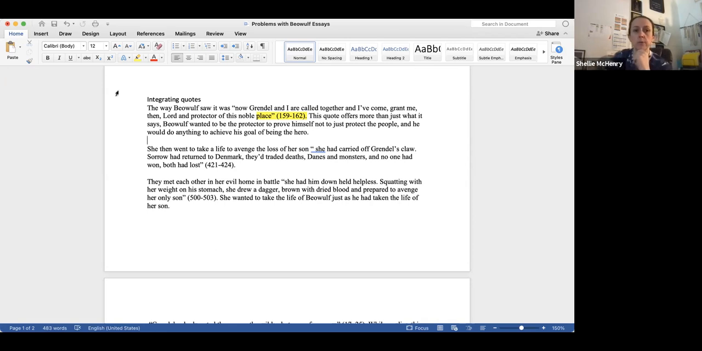Here's where this becomes problematic. This whole little phrase here. This quote offers more than just what it says. So you just made your entire argument about this quote. So your idea is lost. We don't care why you're using it or what you said, but it's all about what's in the book.